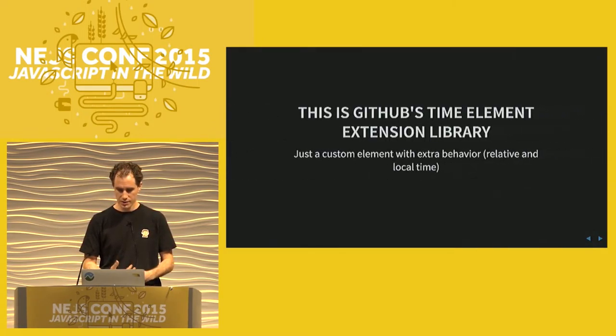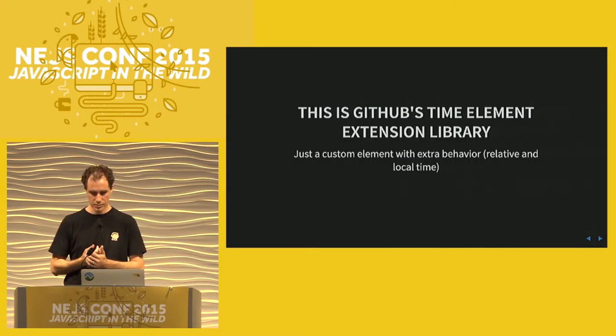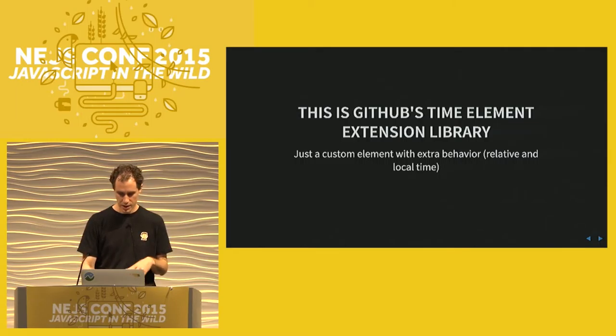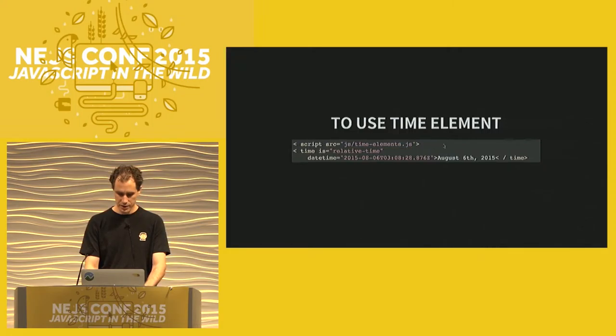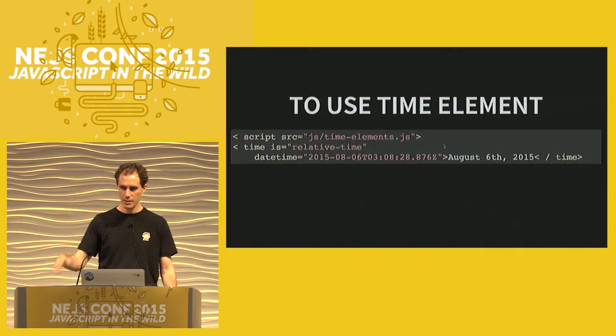Okay, so, I've already told you guys this, but it's GitHub's time element extension library. And all it is is a custom element. It's expecting you to use that shim, and then once you do, it just kind of works anytime you put that in your DOM. I'll show you how to use it. To use it, it's real simple. You include their definition, and this is really calling document.registerElement after they build out a prototype, just like I showed you. And then you use it.